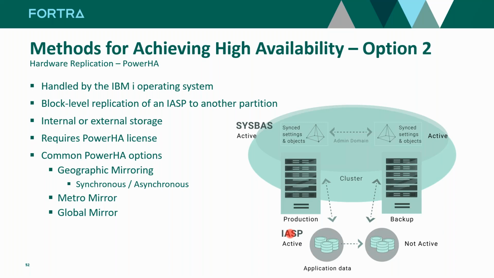It works with an independent ASP that's being replicated to an IASP that's not active on the destination subsystem, and this is done via the hardware. It requires a PowerHA option. You can have geographic mirroring, that's Metro Mirror, for shorter distances, or Global Mirror, for longer distances. It's really efficient because it relies on hardware. You don't need to run audits on it. It's faster, the roll-ups are easier, and it's really efficient on the use of system resources. So this is a great way to achieve high availability.